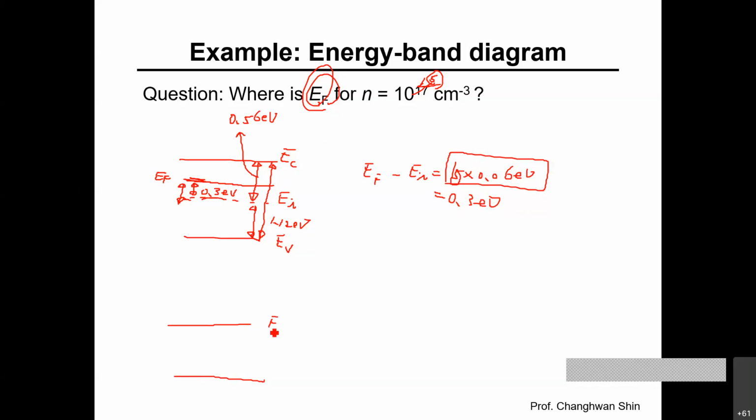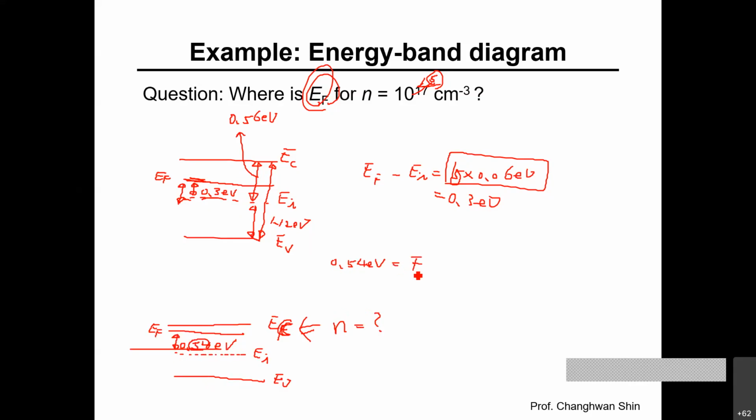This would be a good simple E sub C, E sub V. Here is E_i, and here is E_F, and this energy difference is 0.54 electron volt. What is the electron concentration of the sample with this energy band diagram? It's very easy. 0.54 electron volt.